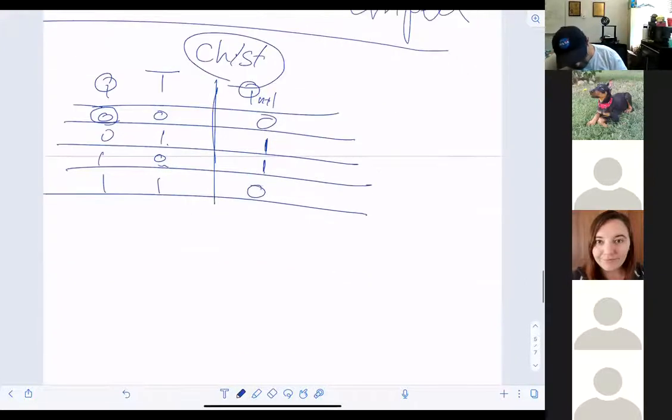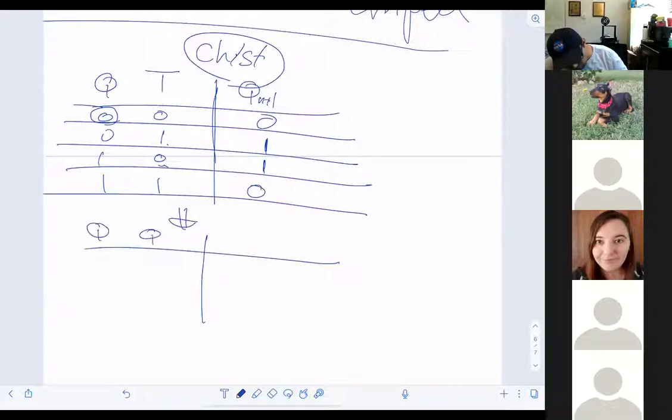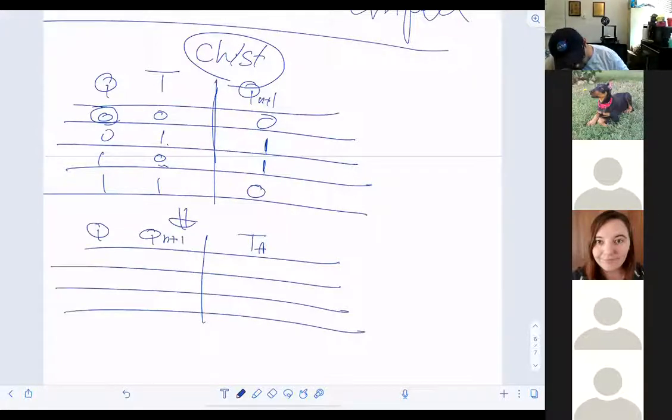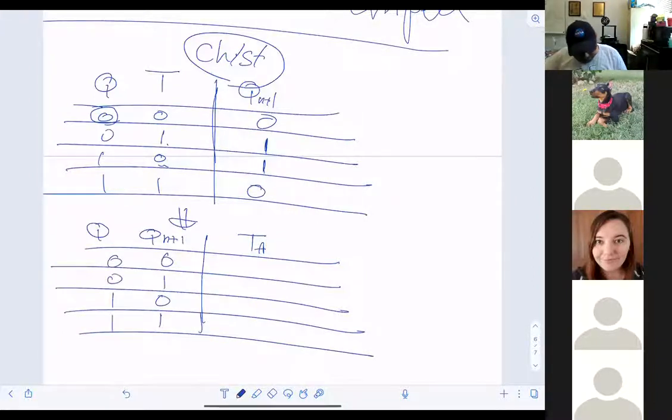If I want to get the excitation table, then I will go ahead and do it like this: Q n plus 1 and T, 1, 2, 3, 4, 0, 1, 0, 1, 0, 0, 1, 1. Then 0, 0, T is 0. 0, 1, T is 1. 1, 1, T is 0. 1, 0, it's going to be 1.